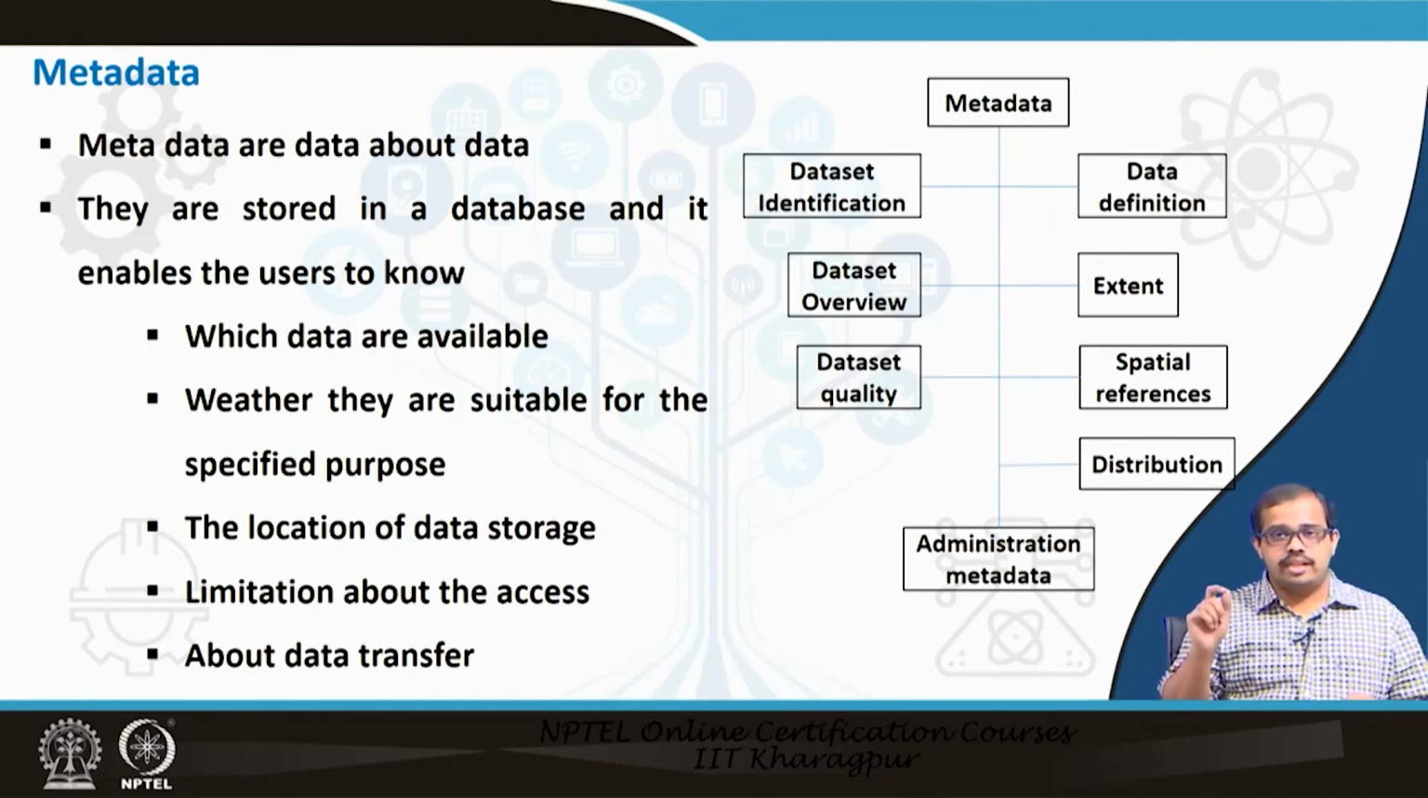So what does it basically say? Which data is available, and whether it is suitable for a specific purpose. There are data which are created for a generic purpose, and there are data which are very specific to a purpose, so you have to mention that. Then the location of the data storage, how and where the data is stored, then the limitation about access, if any. Whatever information there is about data transfer also has to be mentioned in the metadata.